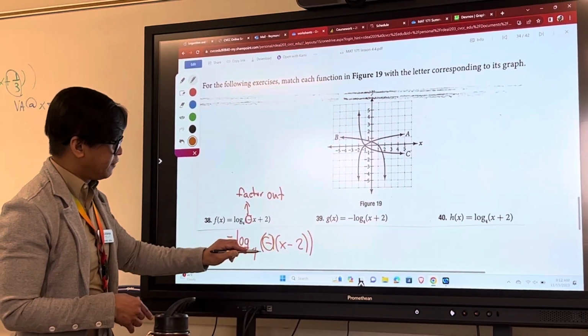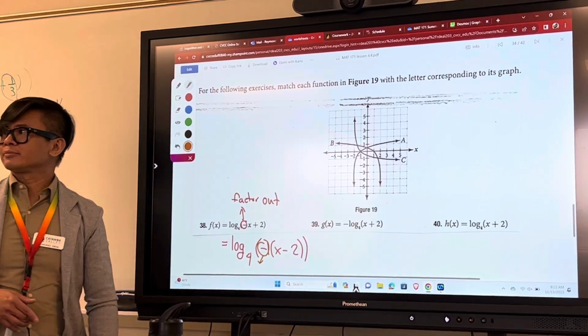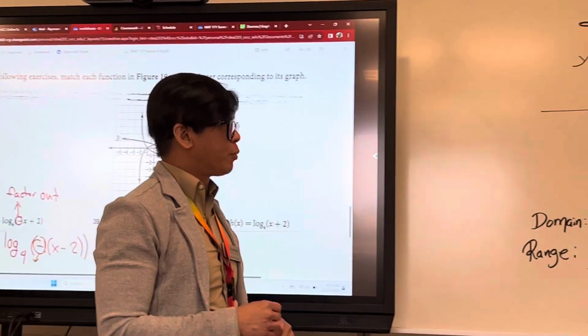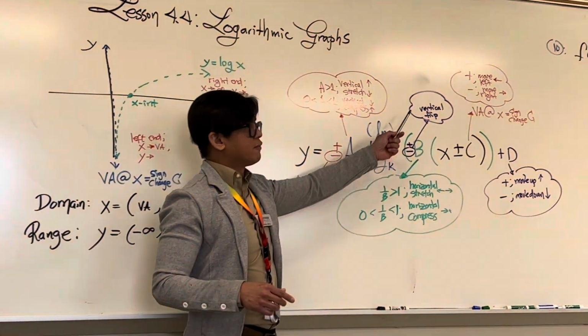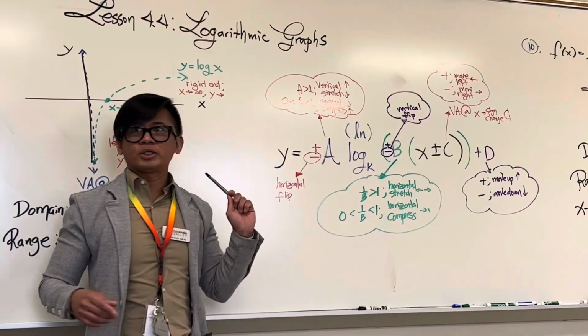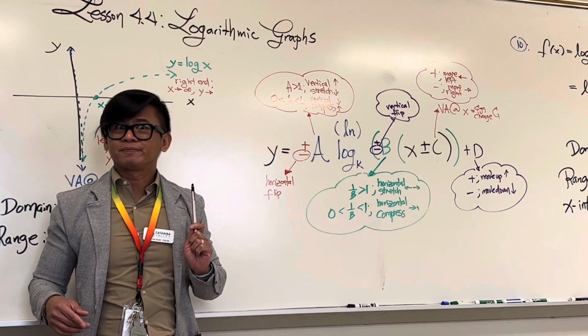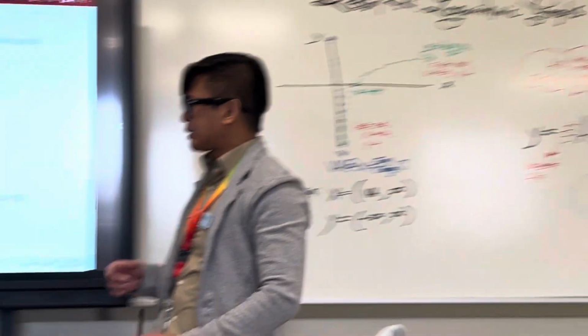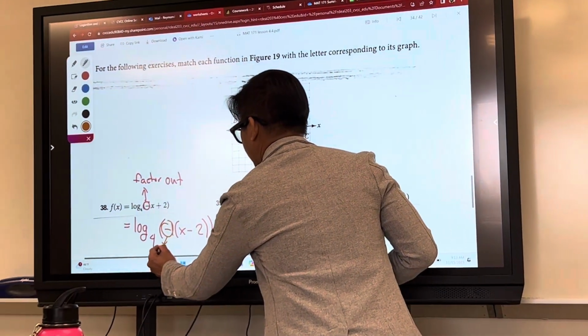That negative inside the parenthesis means what? Is it a vertical flip or a horizontal flip? Horizontal flip, right? In short, flip along the y-axis. Very good. So this is a y-axis flip.